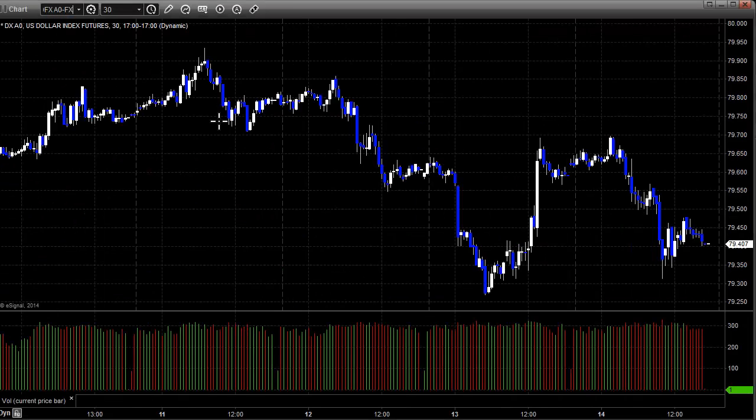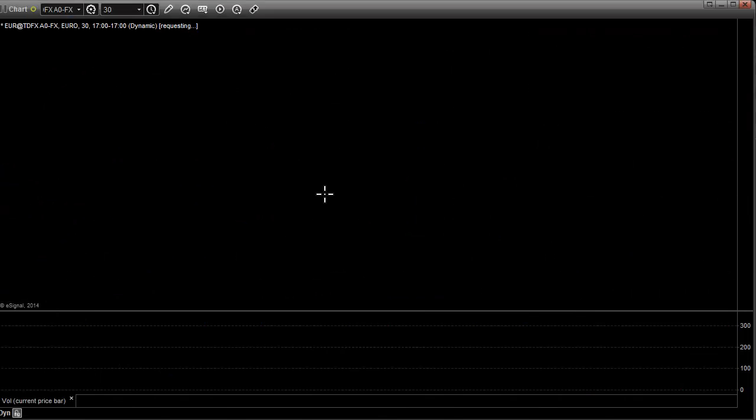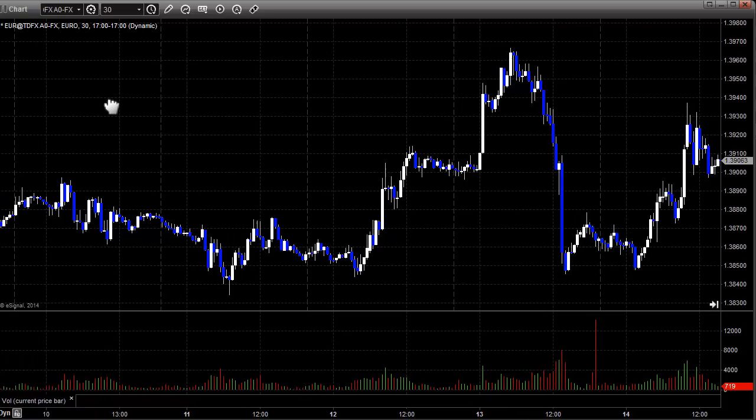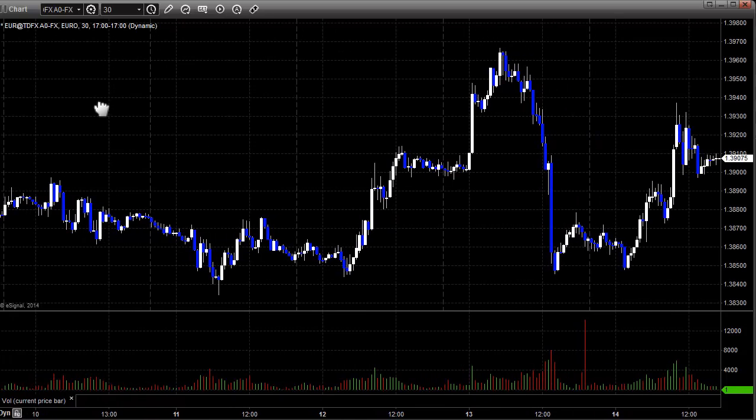So let's start with the euro dollar 30-minute bars showing you this last week. So we've got Friday, Thursday, Wednesday, Tuesday, Monday, and last Sunday's close right there. Look at this. Total for the week is 140 pips, but most of it on Thursday up and back. Other than that, I would say the majority of the week was in about a 50 pip range for the entire week on the euro dollar. That's not pretty at all.